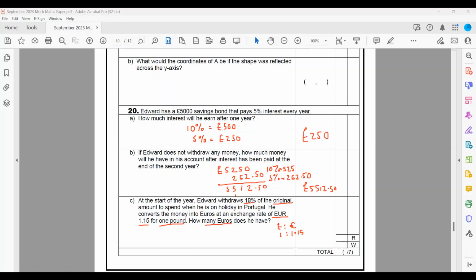And if he withdraws 10% of the original amount, which was 5,000, he's withdrawing £500. To go from 1 to 500, we times by 500. So we will do the same on this side. 1.15 times 500. If we times by 100, that will become 115, and times that by 5, we will end up with 575 euros. So that would be your answer there.